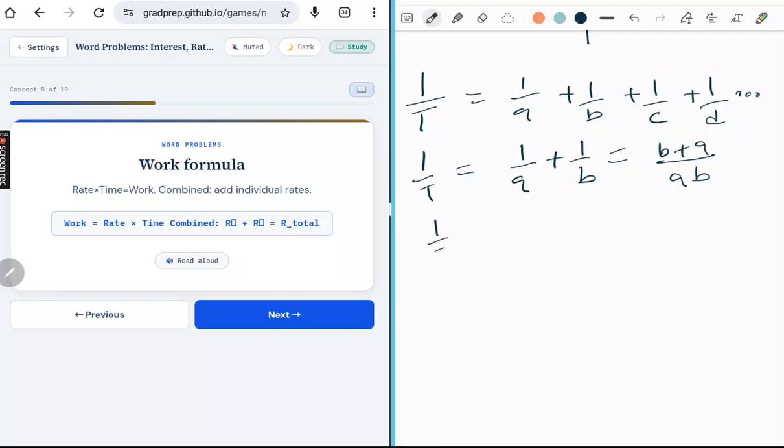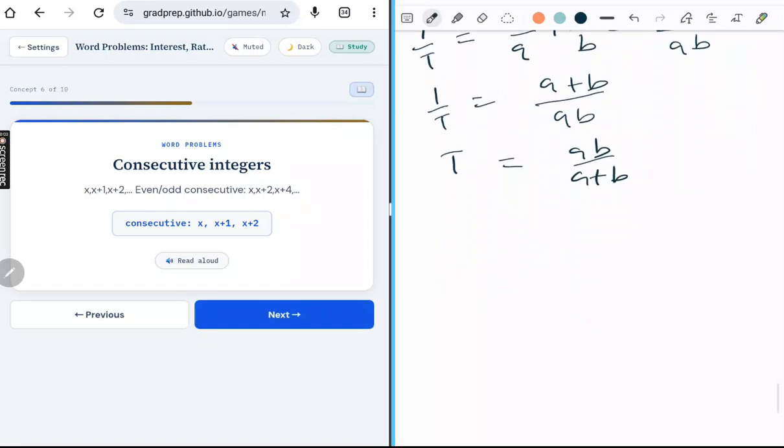So 1 over T equals 1 over A plus 1 over B, because B plus A is the same thing as A plus B. But A minus B is not the same thing as B minus A, right? It's not. So T equals AB over A plus B, when we reverse, that is, take the reciprocal of both sides.